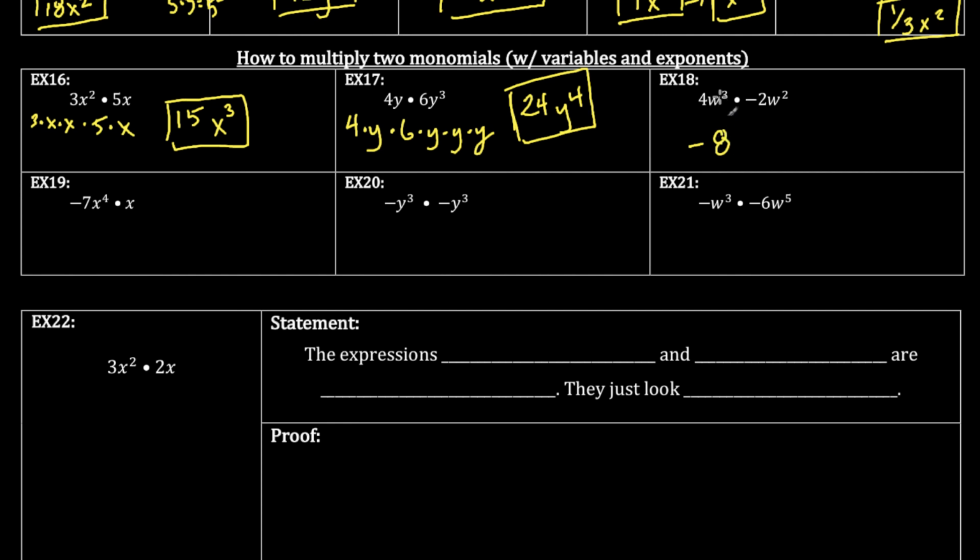W times W times W times W times W is W to the 5th power. All right, let's put this 1 because it's helpful. Negatives times a positive is a negative. 7 times 1 is 7. Remember, this is x times x times x times x times x, which is x to the 5th power.